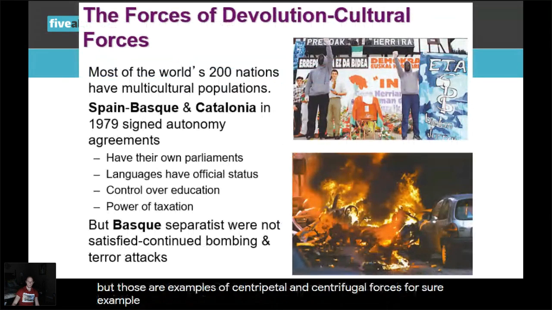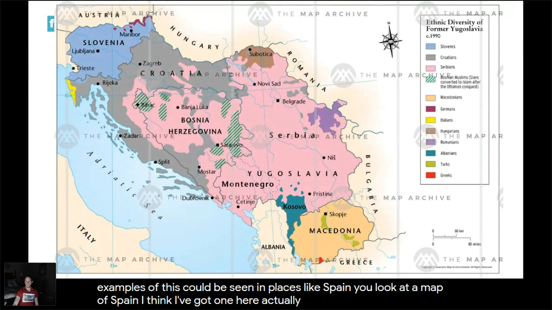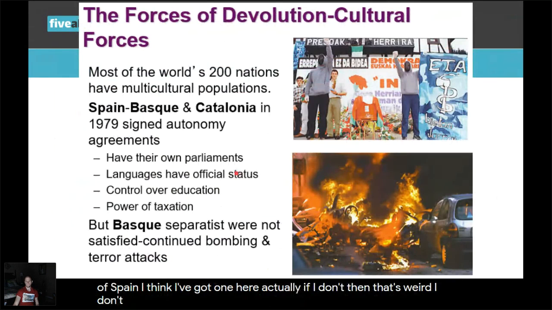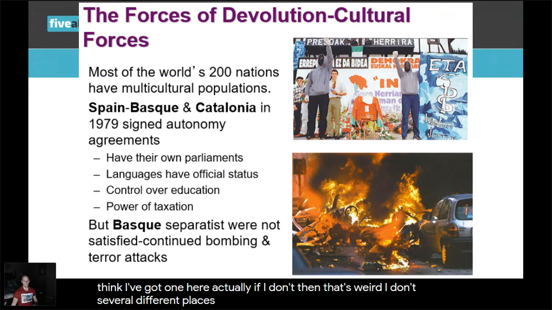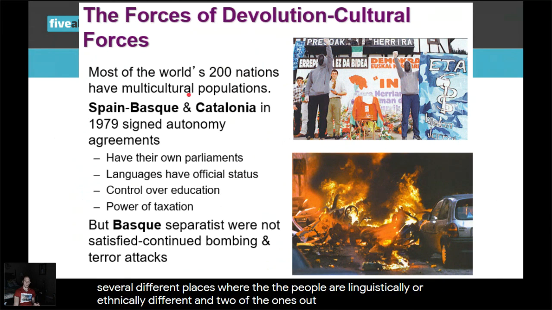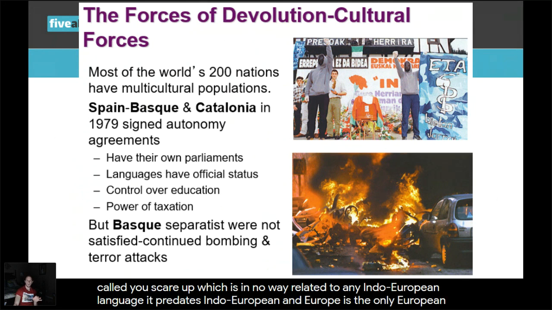Examples of this could be seen in places like Spain. Spain has several different places where the people are linguistically or ethnically different. Two of the ones that stand out the most are the Basque country, where they speak a language called Euskera, which is in no way related to any Indo-European language. It predates Indo-European in Europe. It's the only European language left that does that.